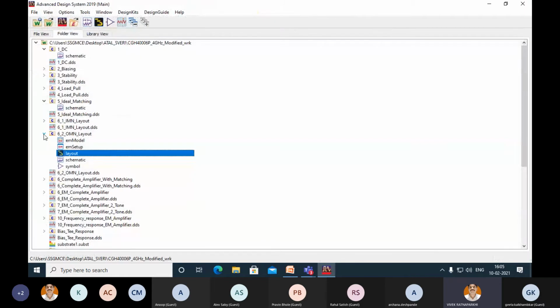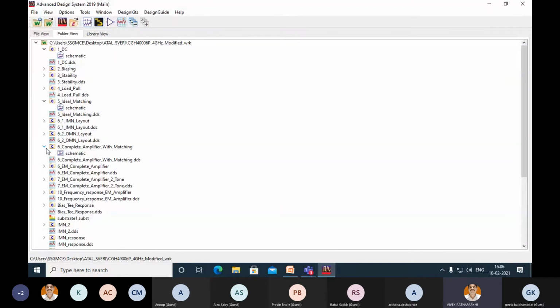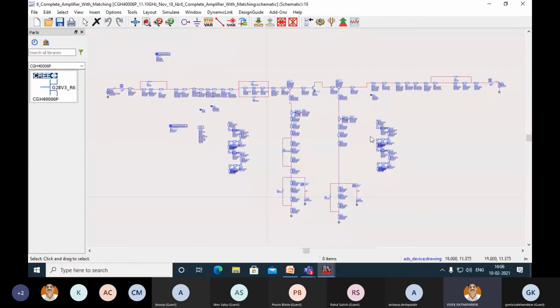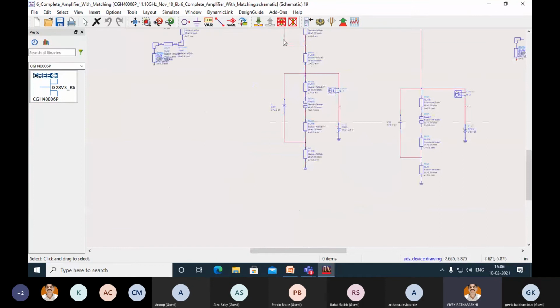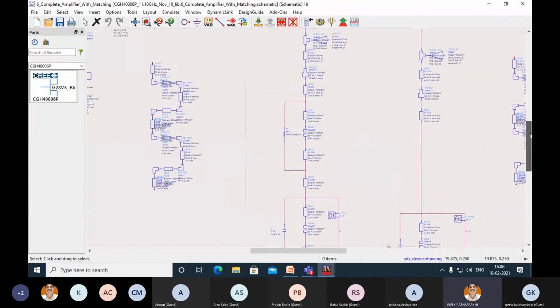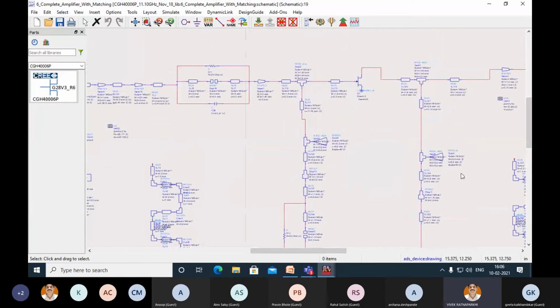Okay, so once you have separate input matching and output matching, now you can have a complete amplifier by integrating all of them together. Now you see, this is the complete amplifier. This is the gate bias T. One more time, here it is the drain bias T.